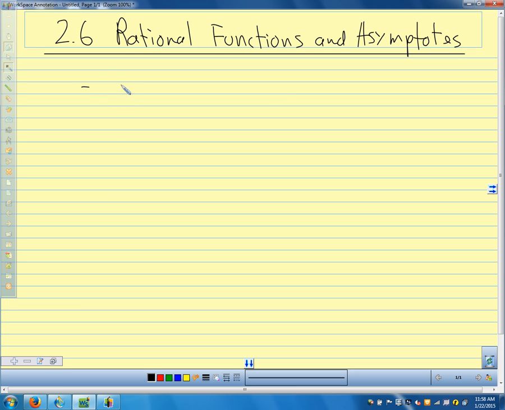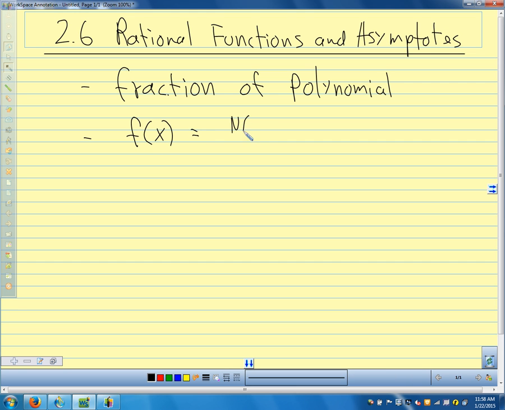So a rational function is a function that is a fraction of polynomials. And we have grown to love polynomials over the course of the chapter, and now we're doing something slightly different with polynomials. So we're going to write our rational function: f of x equals n of x for numerator over d of x, denominator, and n and d are polynomials.